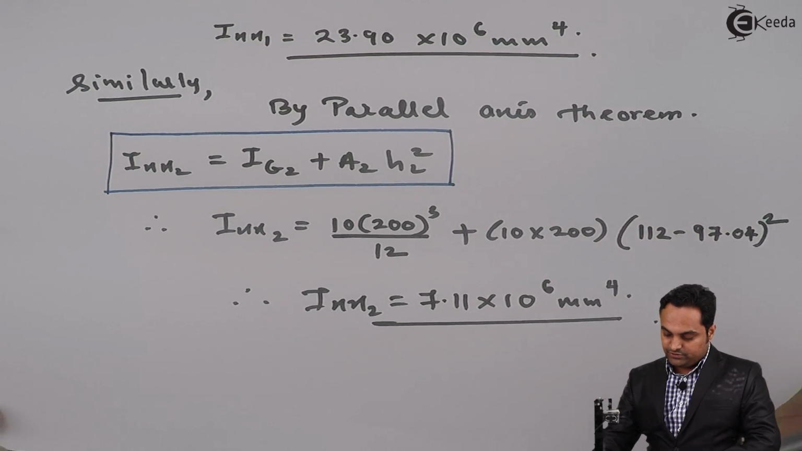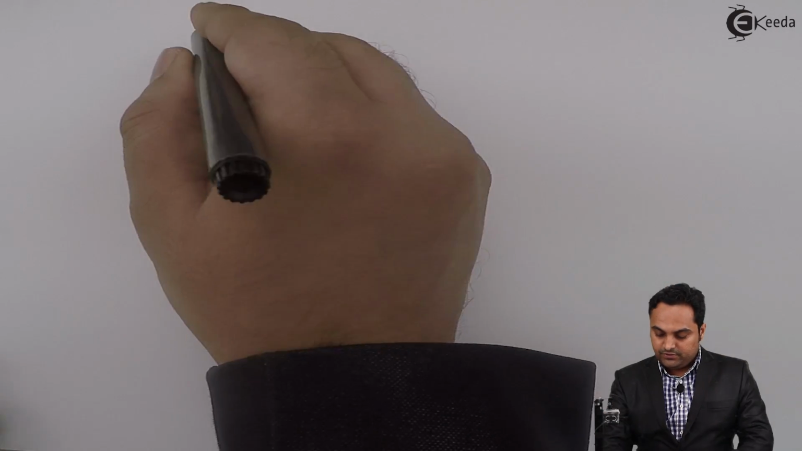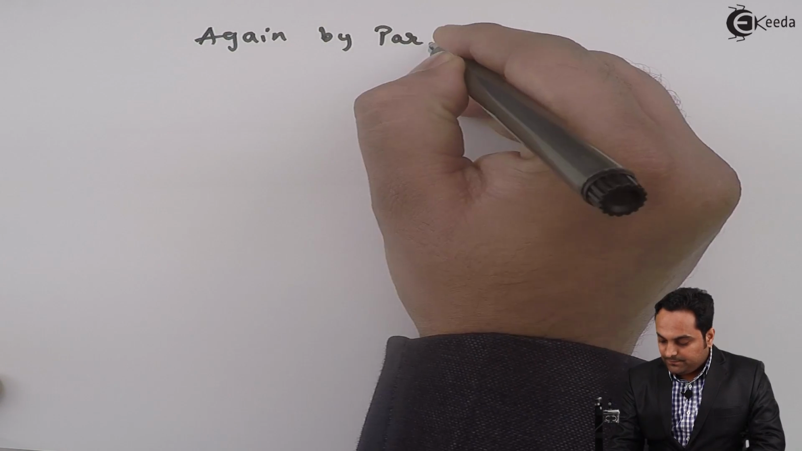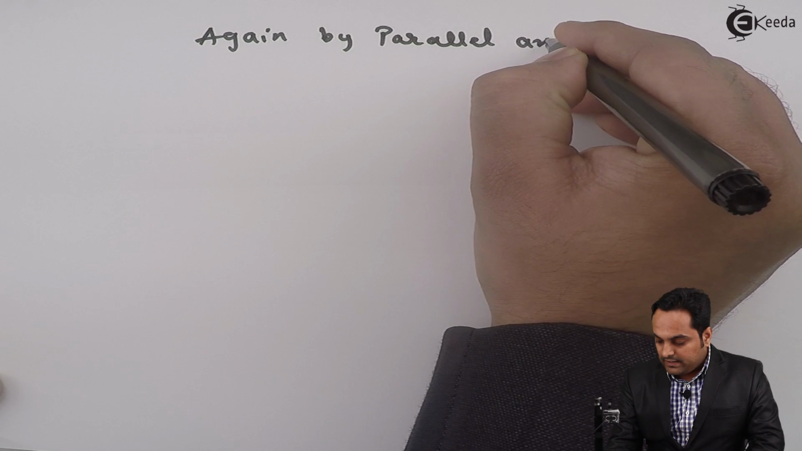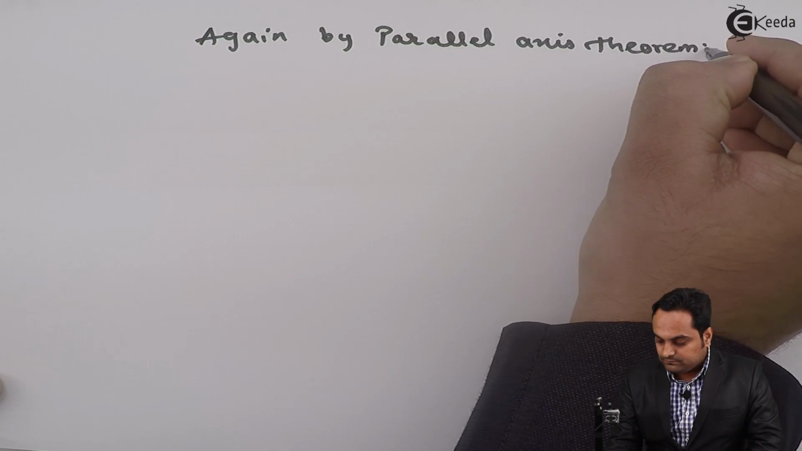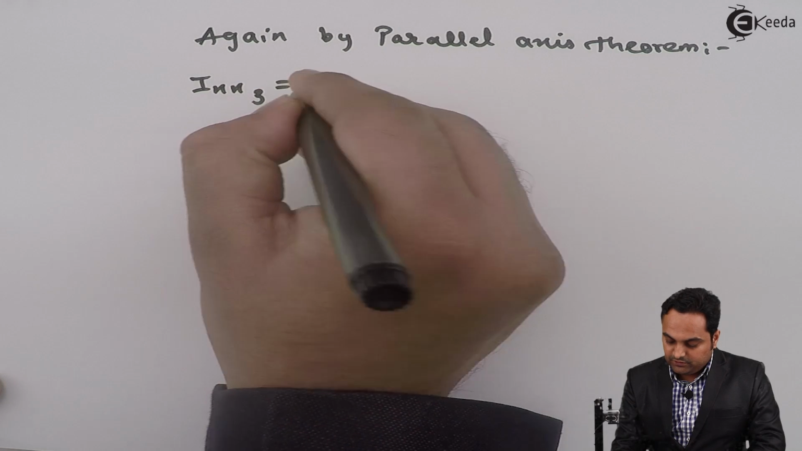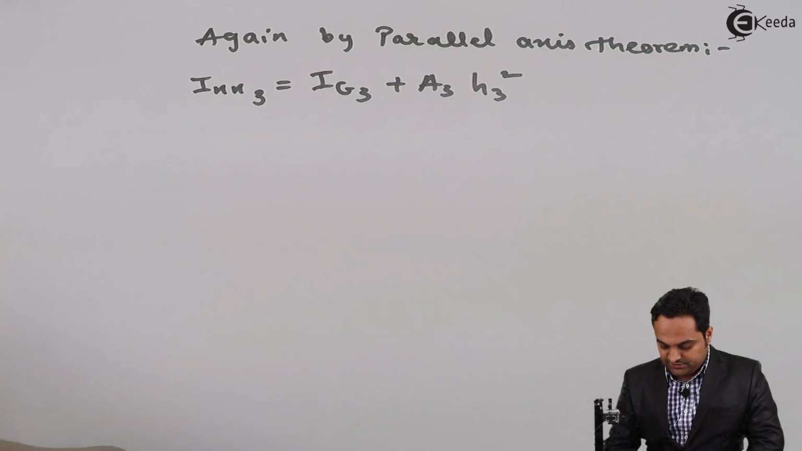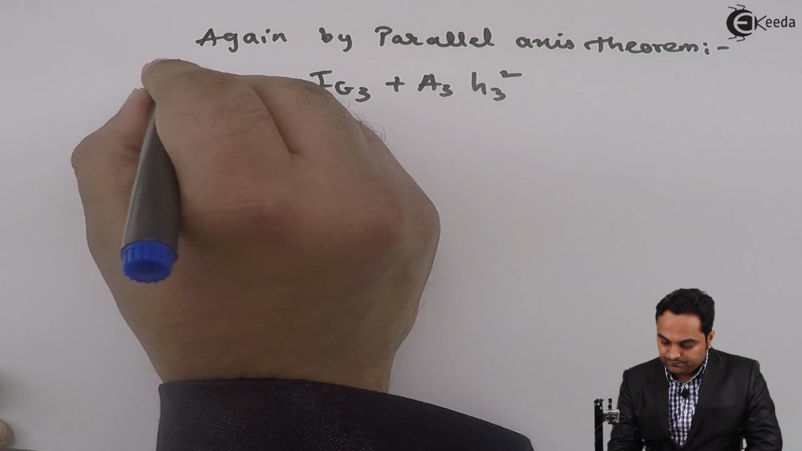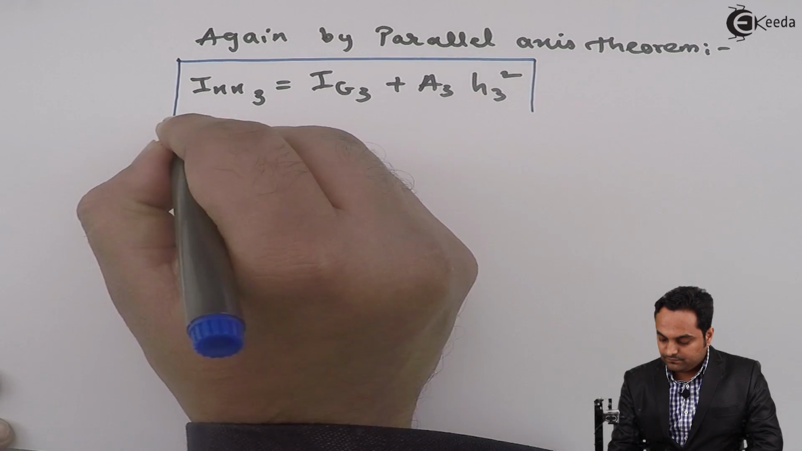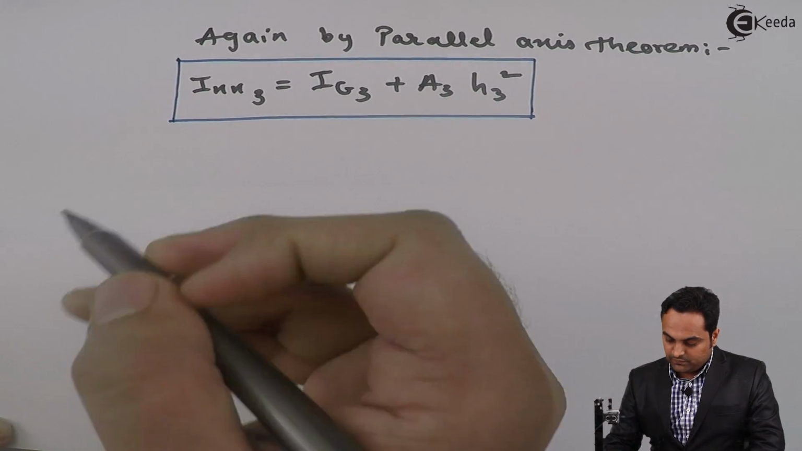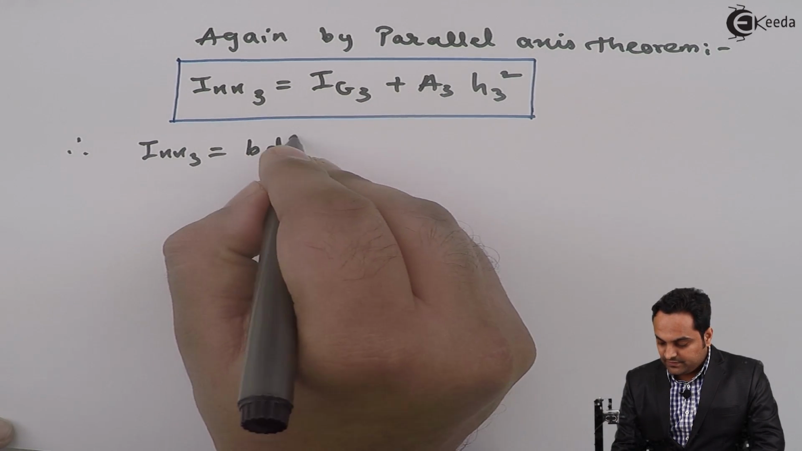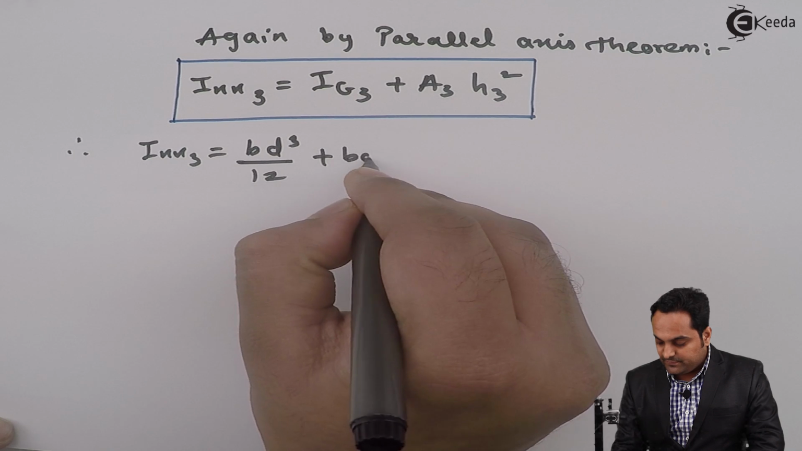Now after getting Ixx2, similarly we will calculate Ixx3. So I will write down again, by the parallel axis theorem, Ixx3 will be equal to Ig3 plus area 3 into h3 square. So therefore Ixx3 is equal to, Ig3 is BD cube by 12, area is B into D.